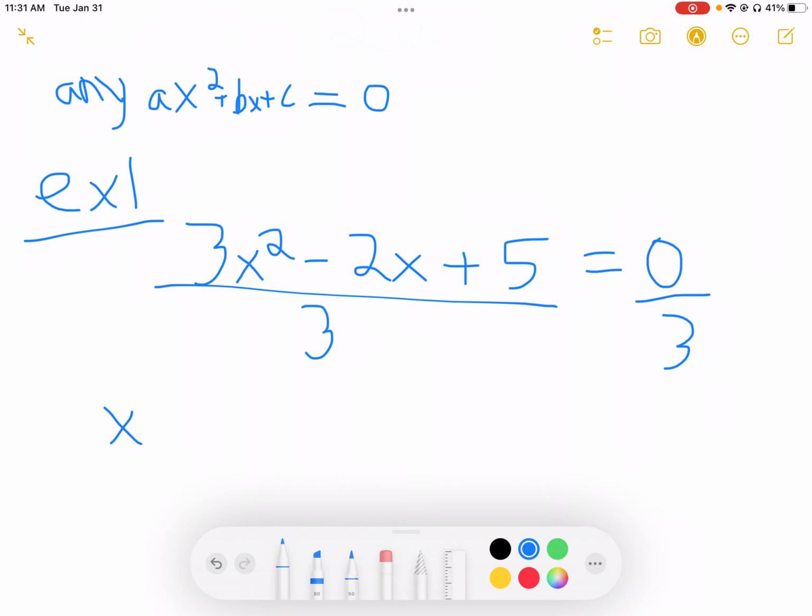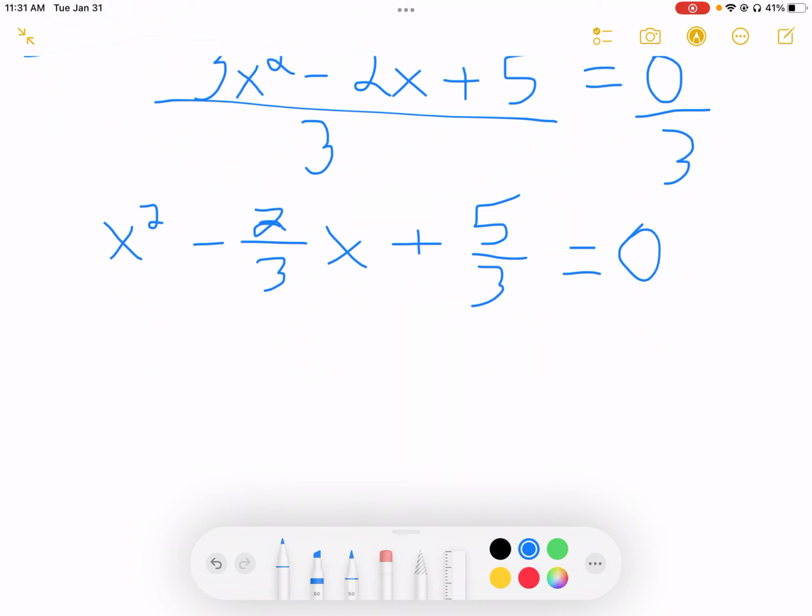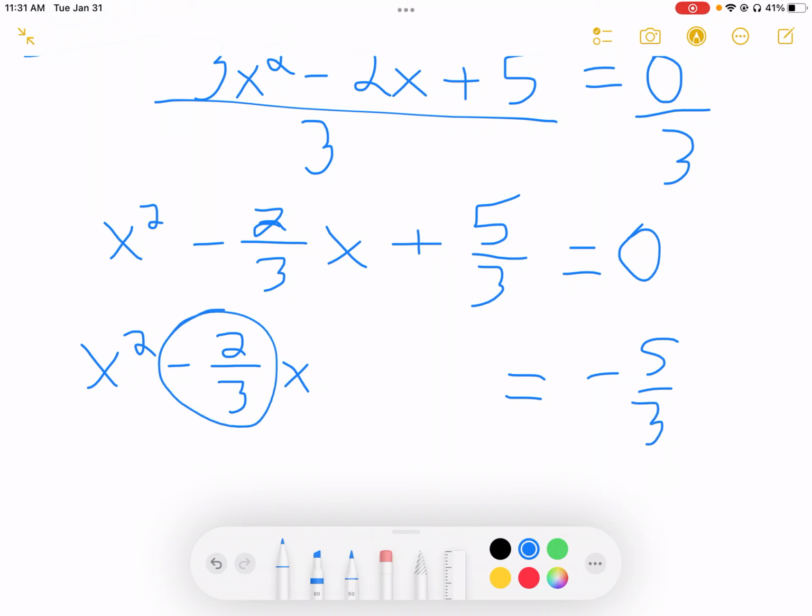And then I'd have x squared minus 2/3 x plus 5/3 equals 0. Okay, and then what am I to do after that? Then say, oh, well then if I'm going to complete the square, I just go ahead and do minus 2/3 x, and then over here I'd have minus 5/3. All right, and then I do that little trick where I'd say, okay, I'm going to take half of this, add to both sides and everything, okay?